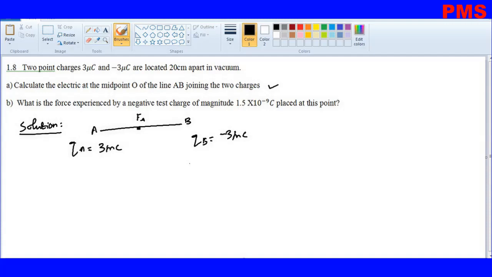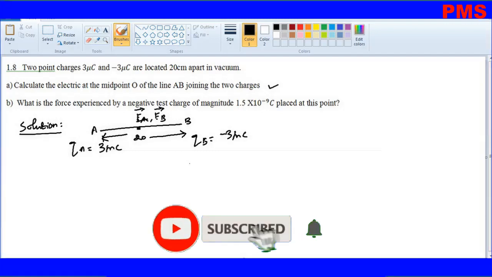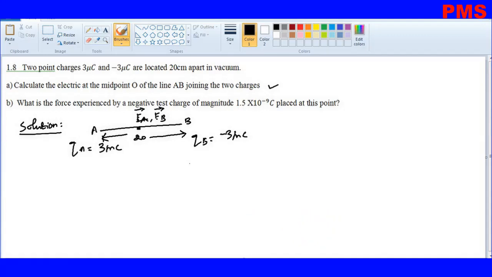Here the electric field will be directed from A to B, and from B to A. We can write EA vector, EB vector. The distance between A and B is 20 centimeter. I can write 20 centimeter, as we can understand from the diagram. So we need to calculate the electric field at the midpoint O. What is the electric field at the midpoint?